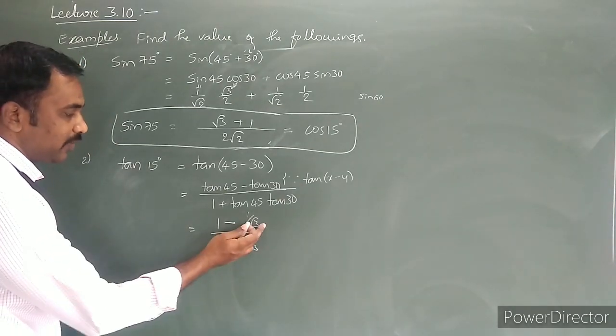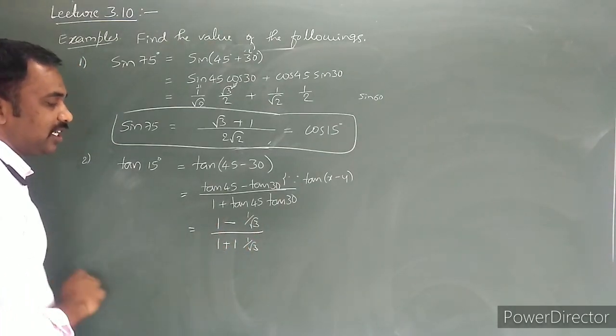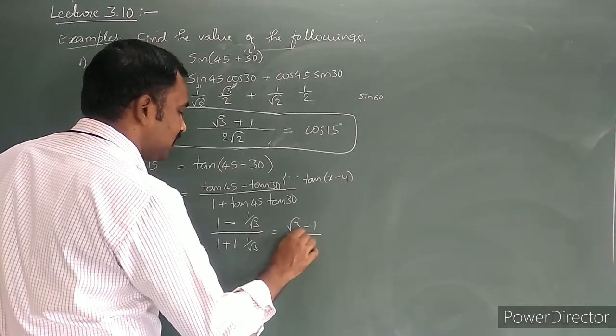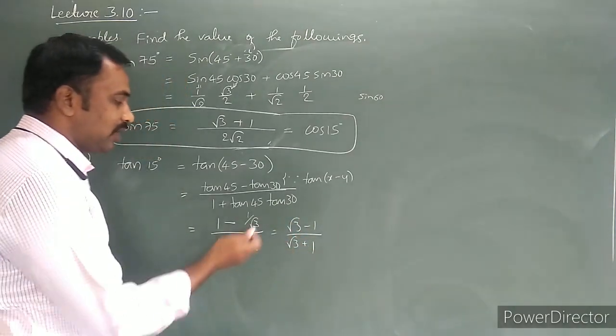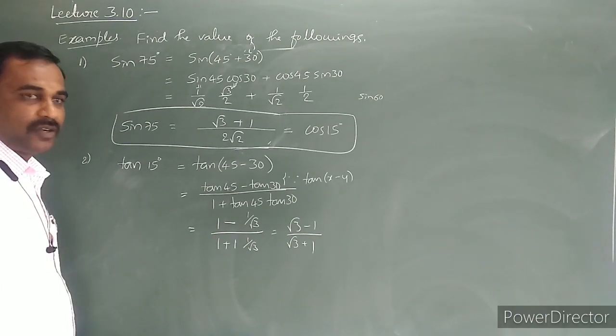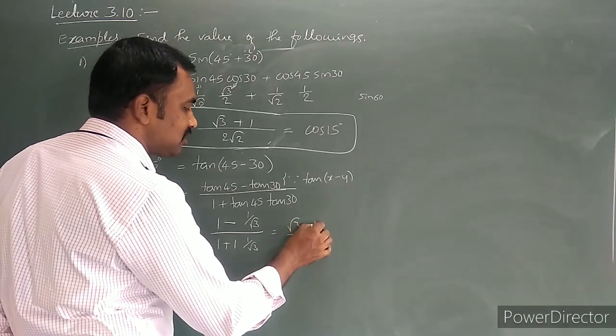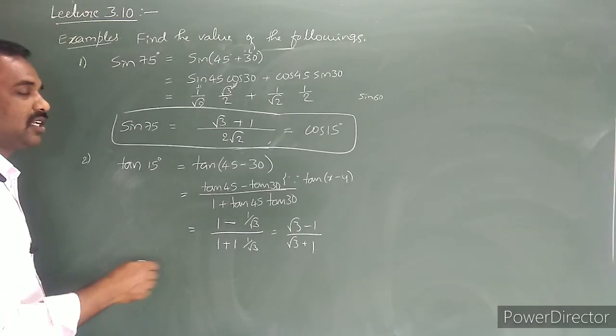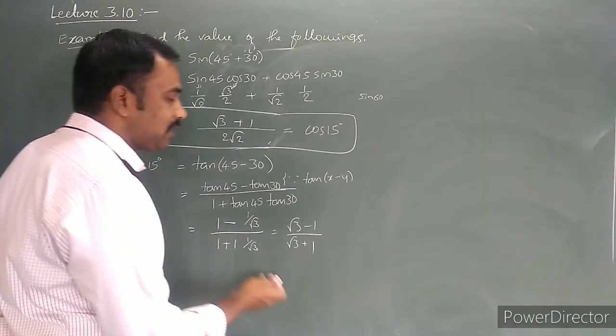Simplify. In the numerator root 3 is the LCM. In the denominator also root 3 is the LCM. So the numerator is root 3 minus 1, the denominator is root 3 plus 1, both divided by root 3. Root 3 gets cancelled. This is the value of tan of 15. Or else we can simplify further. How do we simplify further?